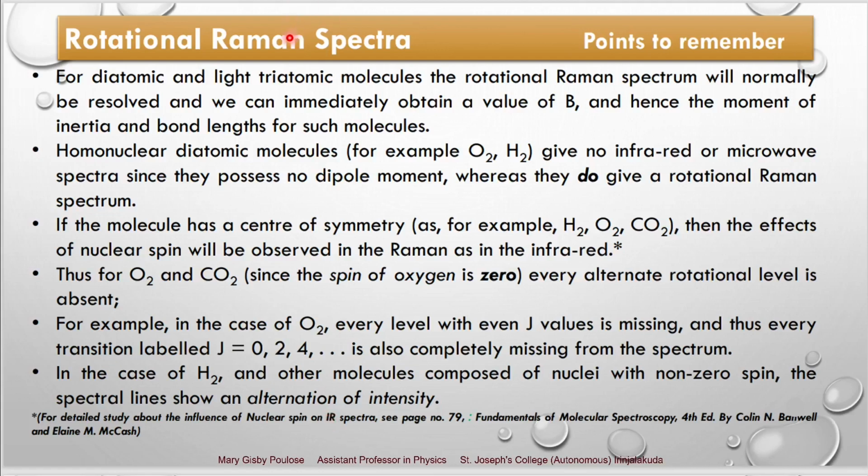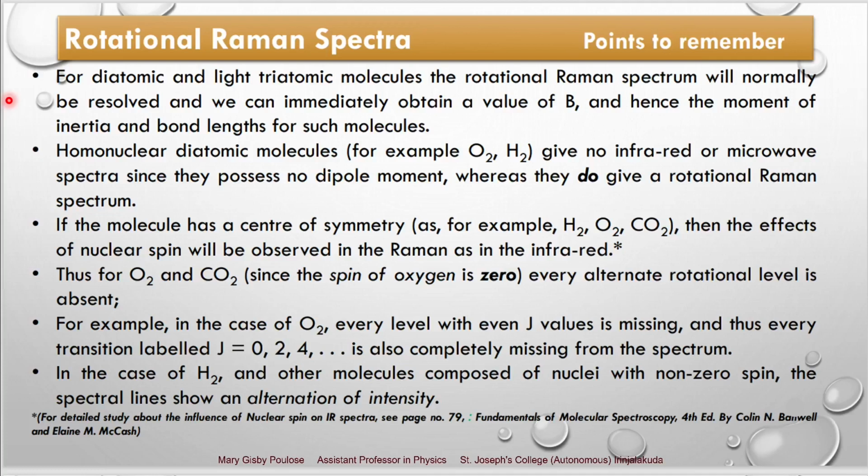Now, a few points to remember in the pure rotational Raman spectra of linear molecules. For diatomic and light triatomic molecules, the rotational Raman spectrum will normally be resolved. Each spectral line will be apart from each other, and we can immediately obtain a value of B. And if we get the value of the rotational constant B, from that we can calculate the moment of inertia, and hence from that the bond length r for the molecules.